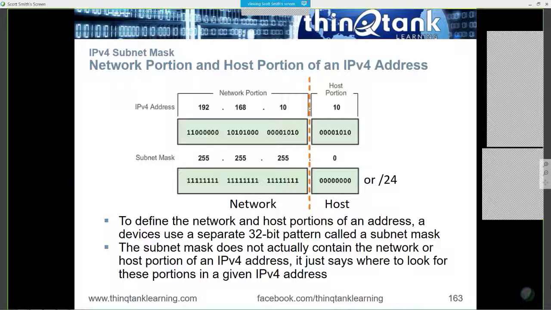What does the slash or prefix notation represent? It's very simple. It represents the number of ones in the mask. If you see a mask with slash 18, there's 18 ones in the mask. If you see a mask with slash 12, there are 12 ones in the mask. In IPv6, if you see a mask with slash 120, there are 120 ones in the mask.